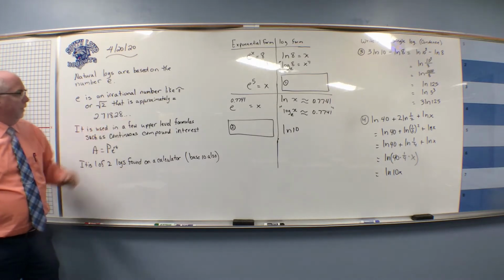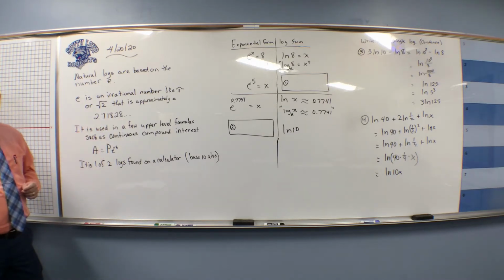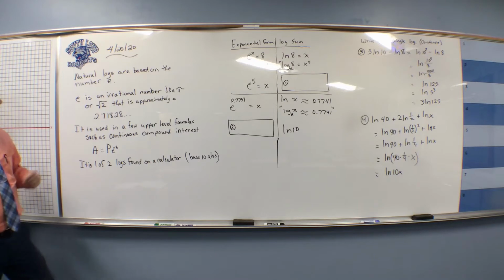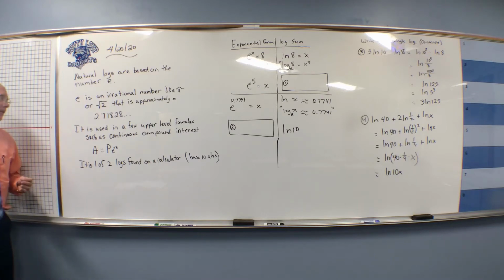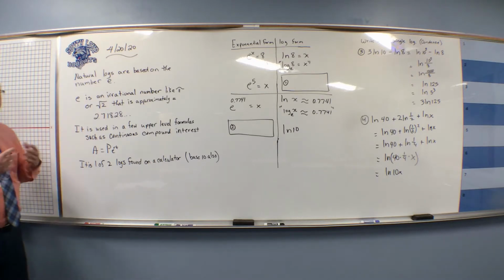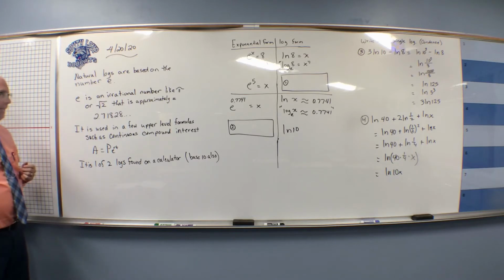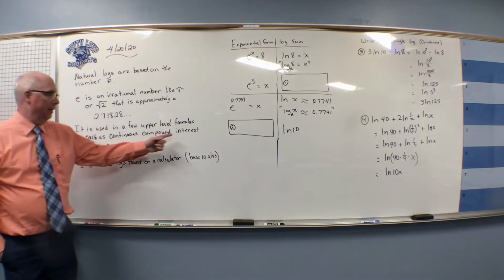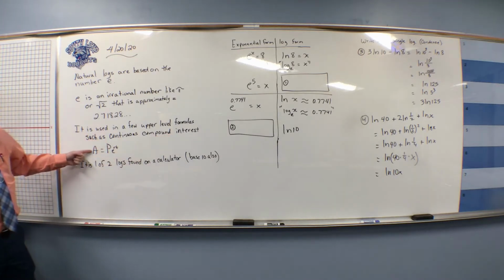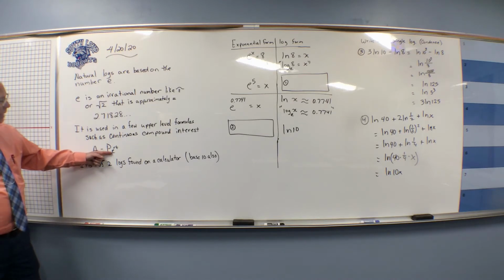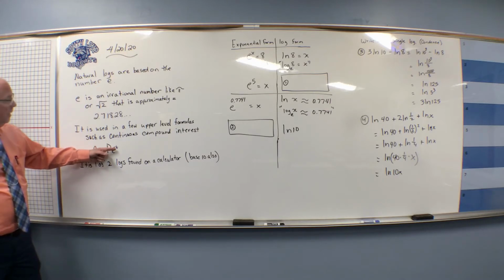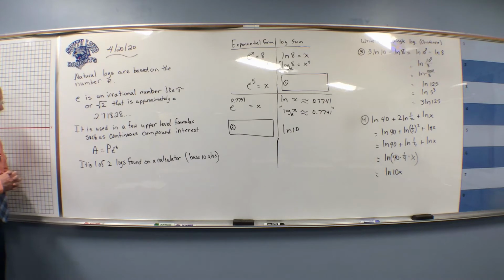It does go on forever, it does not repeat. So that's what makes it irrational. You cannot use a fraction representation of it that is accurate. It can be an approximation, but it can't be accurate. What is it used for? It's used in a few upper level formulas, such as continuous compound interest. Here's an example where the amount of interest you pay is equal to the principal times e to the rate times time. So whatever your percentage of rate is times the years, okay?